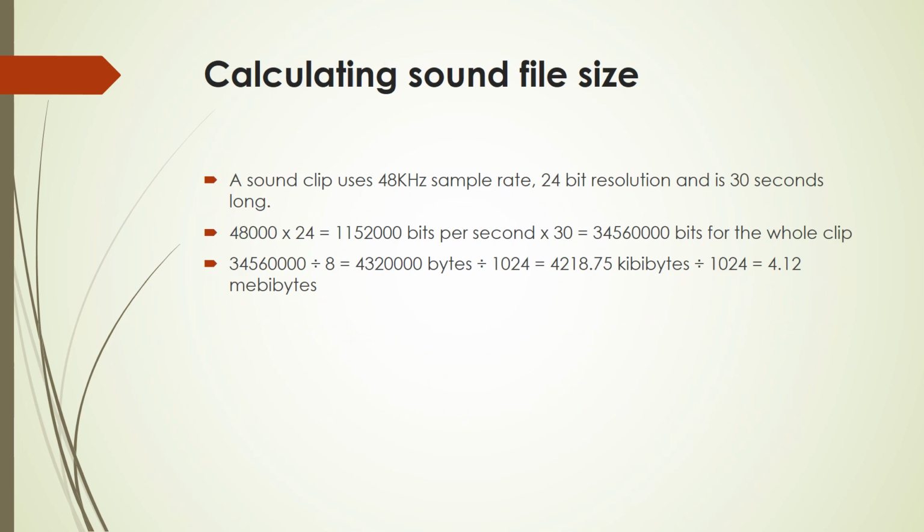Say a sound clip uses a 48 kilohertz sample rate, 24 bits resolution, and is 30 seconds long. So we multiply all those things: 48,000 hertz multiplied by 24, and we get bits per second, multiplied by the 30 seconds. Then we divide by 8 to convert into bytes, and then divide by 1024 to convert into larger units.